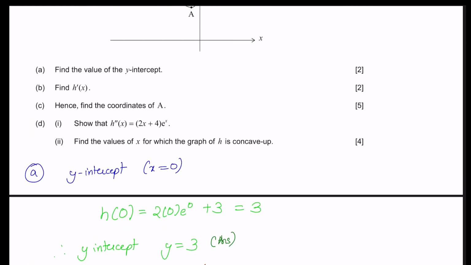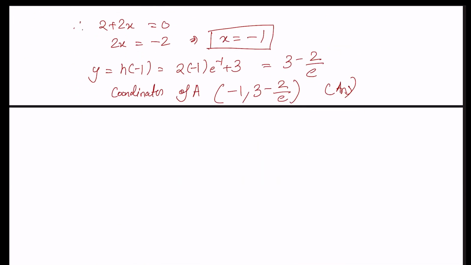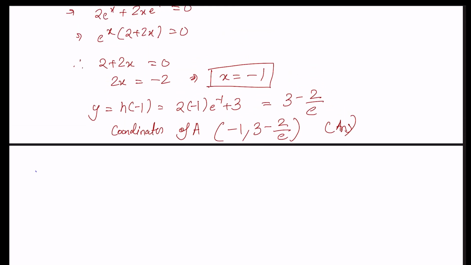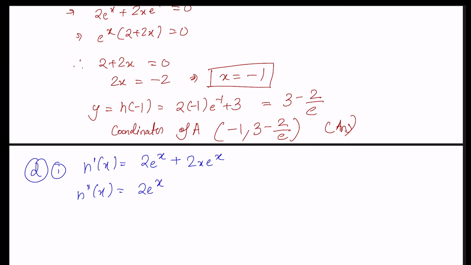Now moving on to part D, we have to find h double dash x. So h dash x, which we already found out as 2 e to the power of x plus 2x e to the power of x. So h double dash x would be how much? 2 e to the power of x, since the differentiation of e to the power x is the same, plus 2x e to the power of x, again using the product rule.